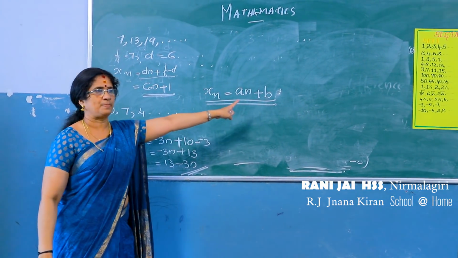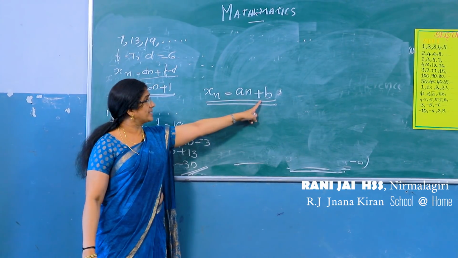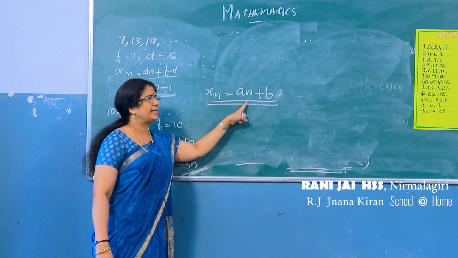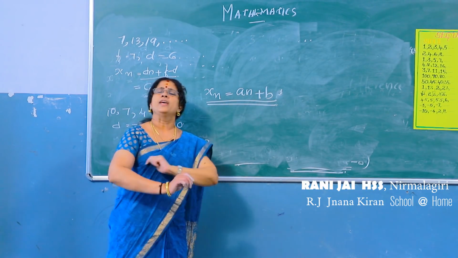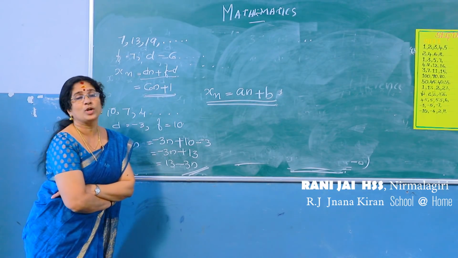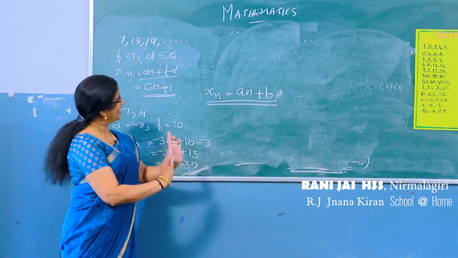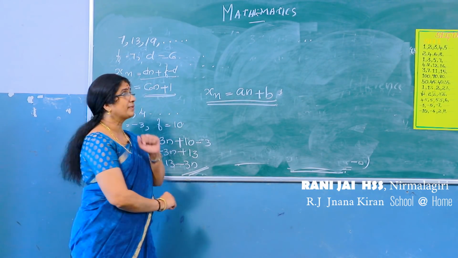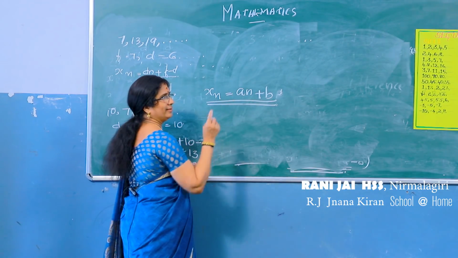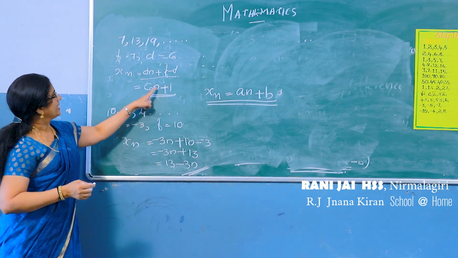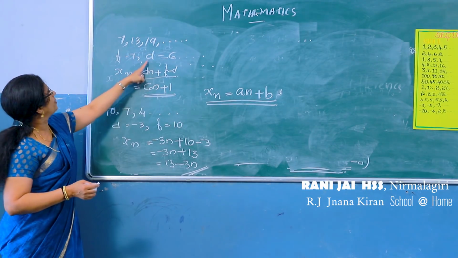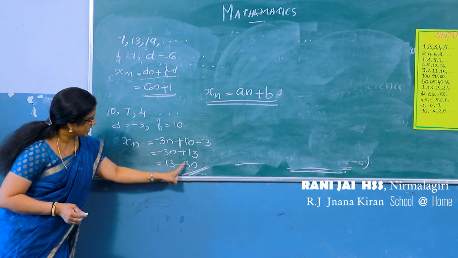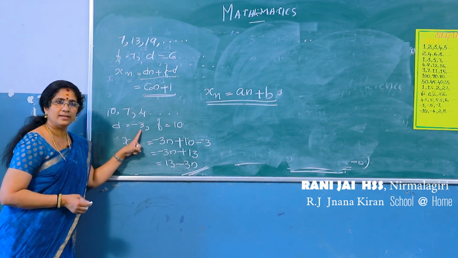xn is equal to an plus b. So, the algebraic form of an arithmetic sequence is an plus b, where an is the term containing n, and this b is the constant term. Now can you tell me from this what is the common difference? You are given an algebraic form an plus b. What is the common difference? Common difference is nothing but the number just before n. Look at this, just before n, 6. So, common difference is 6, correct? Look at this, the number just before n is negative 3, common difference is negative 3, correct?